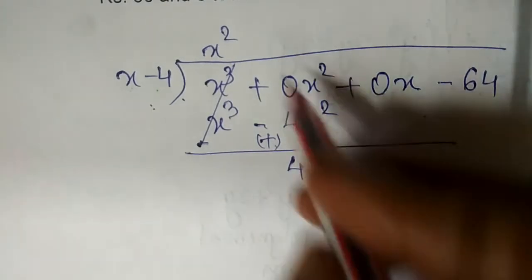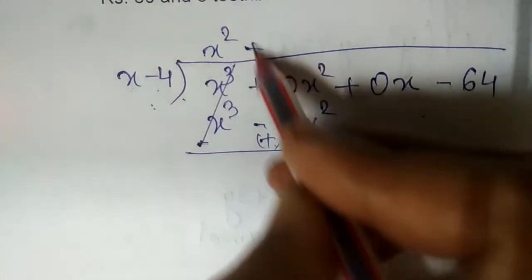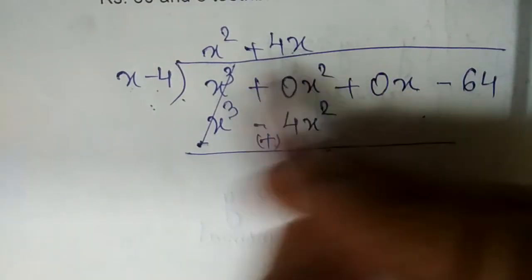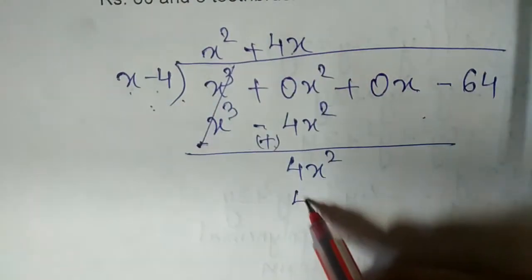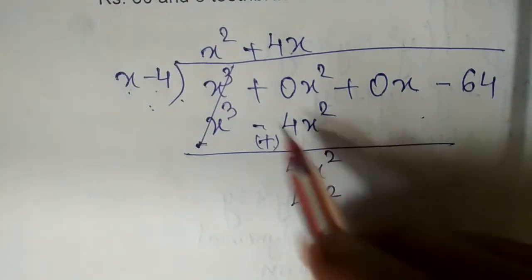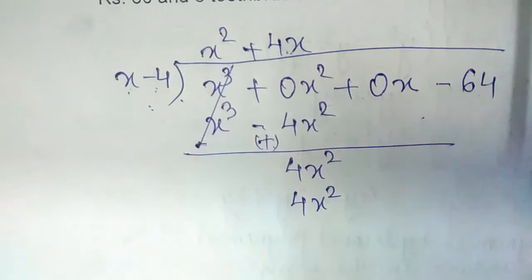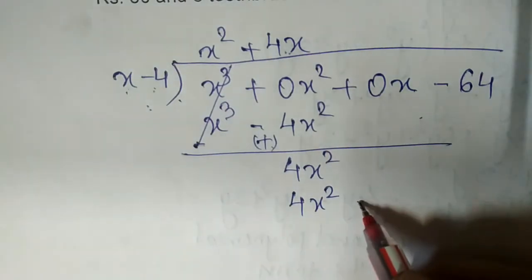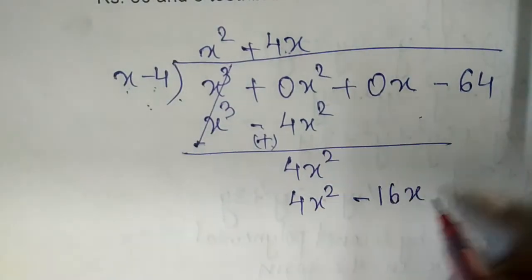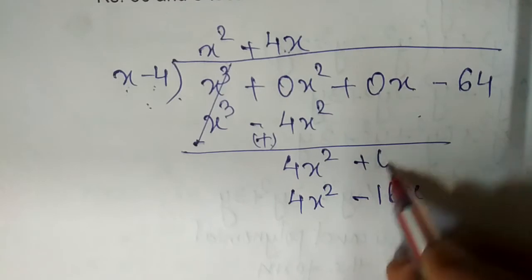Now the next term will be plus 4x. 4x multiplied by x gives 4x square. Then 4x multiplied with minus 4, what will we get? Minus 16x. So minus 16x. Here we will write the same thing.